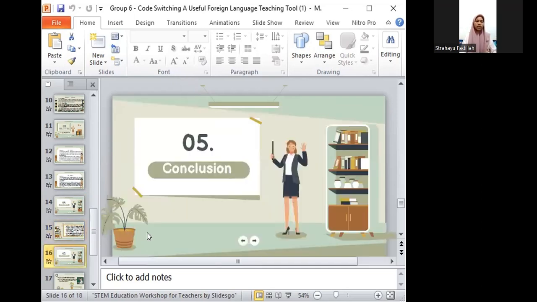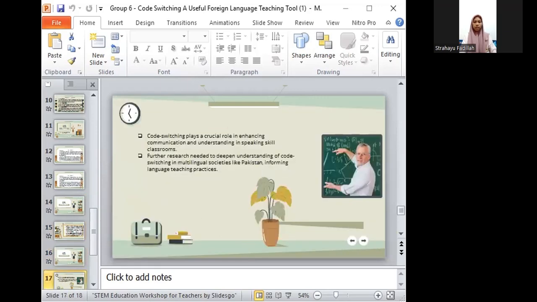Then the next one is about the conclusion. Based on the findings, code switching emerges as a valuable pedagogical tool in Pakistani speaking skills classrooms. Teachers strategically employ code switching to enhance communication, clarify concepts, and support students' learning process. Further research is recommended to deepen understanding of code switching phenomena in multilingual societies like Pakistan, leading to insight that can inform language teaching practice and policies.